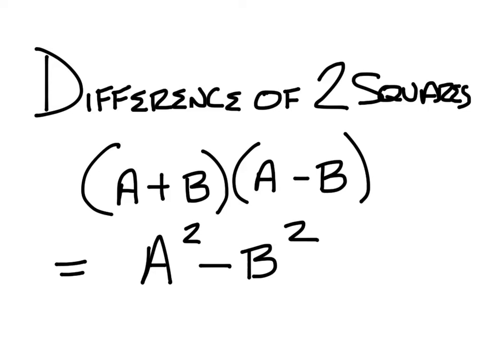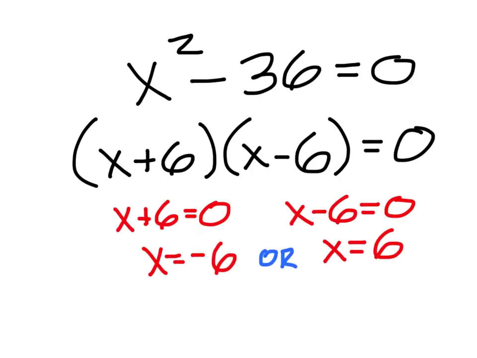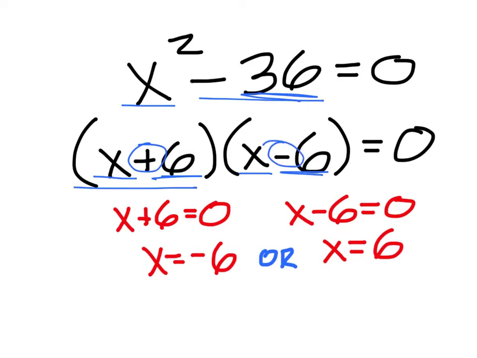The difference of 2 squares. You remember when you have 2 items that are both perfect squares and they're subtracted, you can factor them as a plus b, a minus b. Just alternate the signs. Does that ring a bell? We can look at a couple like that first. If I had x squared minus 36, all you do is find the square root of x squared, which is x, and the square root of 36, which is 6. Alternate the signs. Once you do that, you set each quantity equal to 0 and then solve.